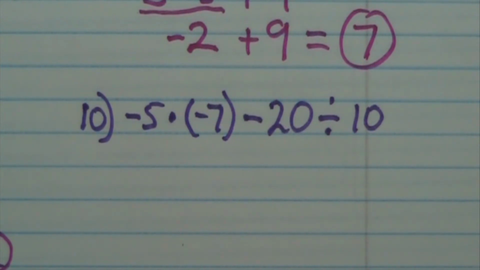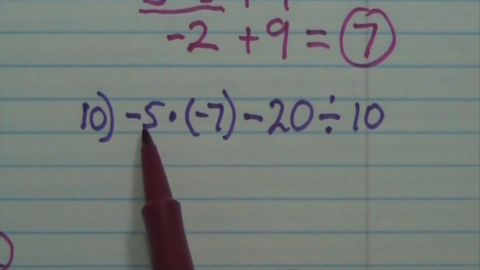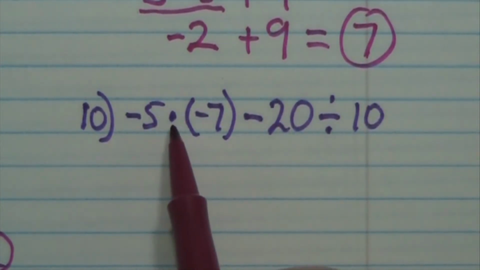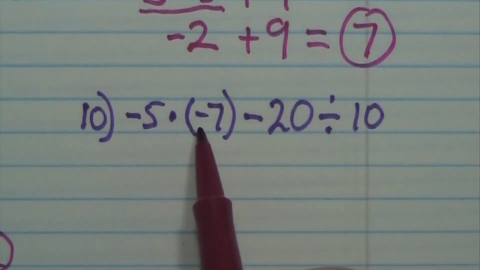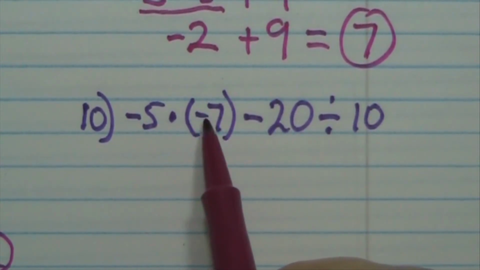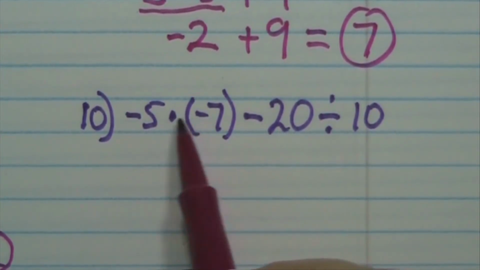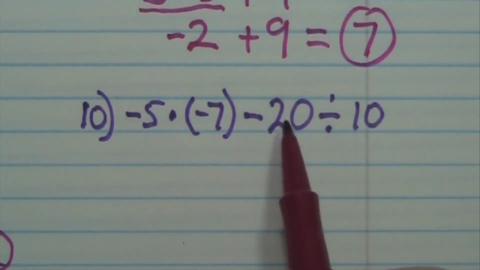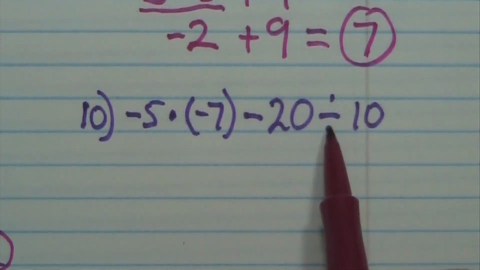Okay, this next one has both multiply, subtraction, and division. So let's write the problem first. We have -5 times -7. And the reason why we put parentheses around it is so that we know we don't want to get mixed up that it's subtraction. -20 divided by 10.